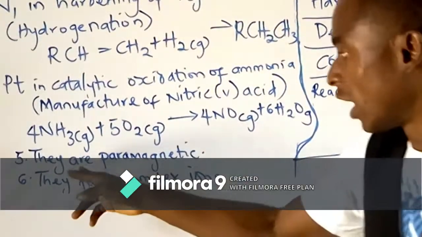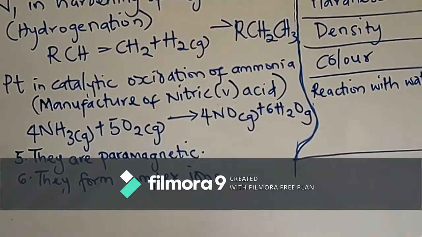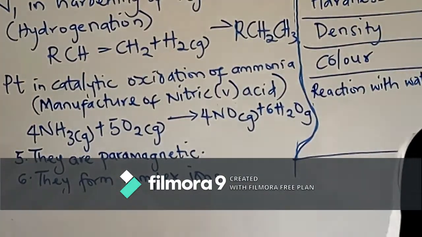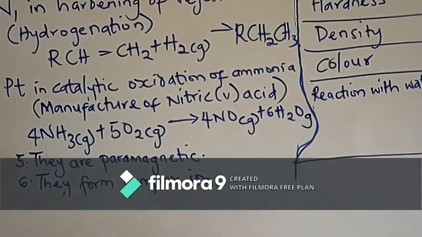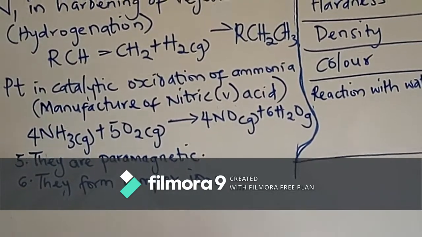Number 5, they are paramagnetic. And number 6, they form complex ions. They form complex ions. And that's what I should explain: what complex ions are.